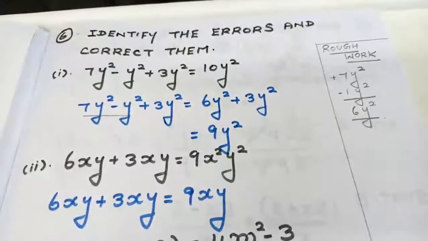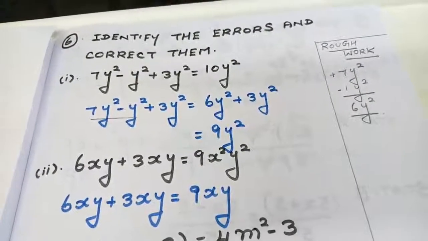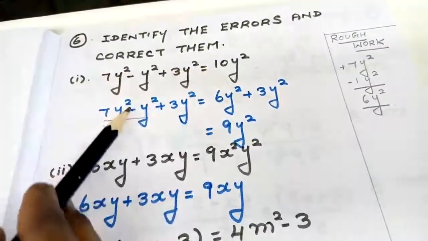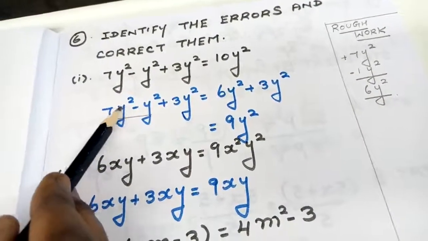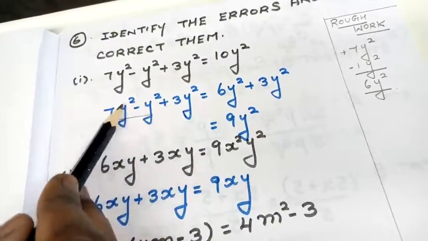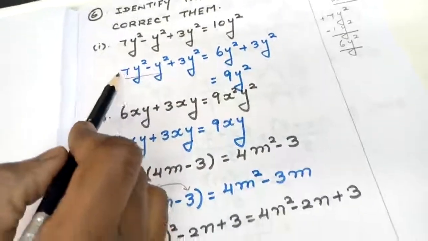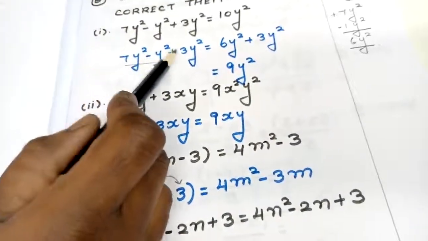Question number 6, identify the error and correct them. So this is a question they are asking you, students. The first one, they have given you the left hand side and right hand side value. First I am going to take the left hand side. I am going to check the variable. In all the 3 terms, you have y square. I am going to take only the numbers here, with the sign: plus 7, minus 1, plus 3.